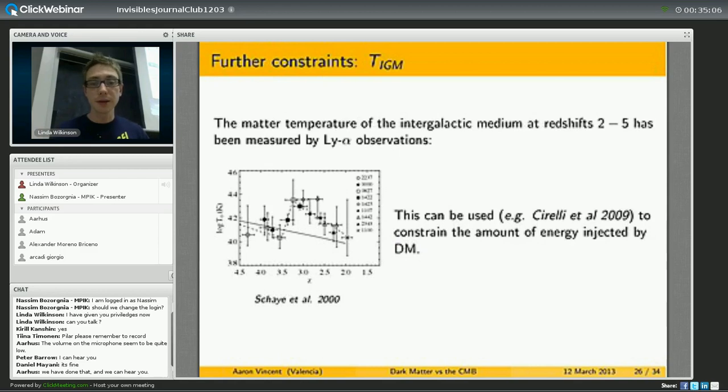There are two further constraints, in addition to the CMB, that can be considered from annihilating dark matter in the intergalactic medium. One is the temperature of the IGM. Lyman-alpha measurements have put the temperature between redshifts of 2 and 5 at around 10,000 degrees Kelvin, or at a maximum of 30,000 degrees Kelvin. So you can use this temperature measurement as an upper limit to how much energy the dark matter annihilation can be injecting into the IGM before you overheat it, producing too much heating with respect to what's actually measured.